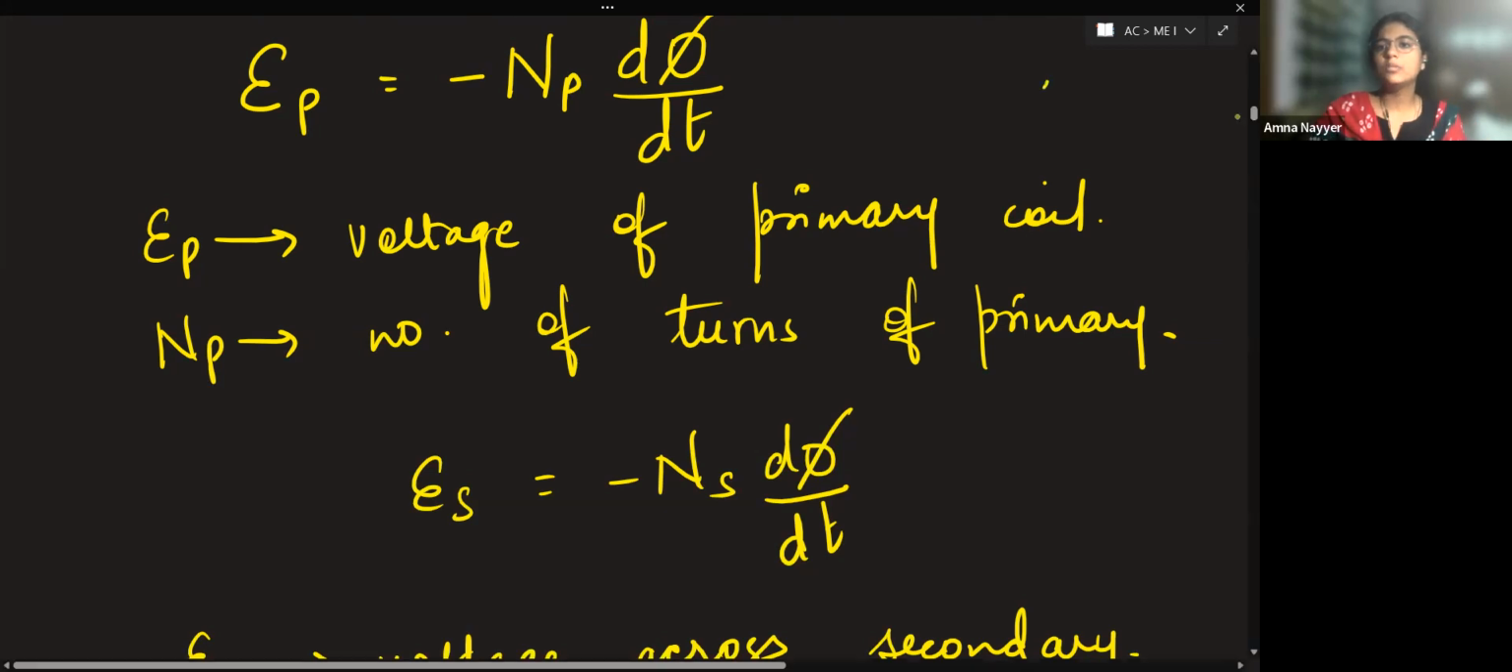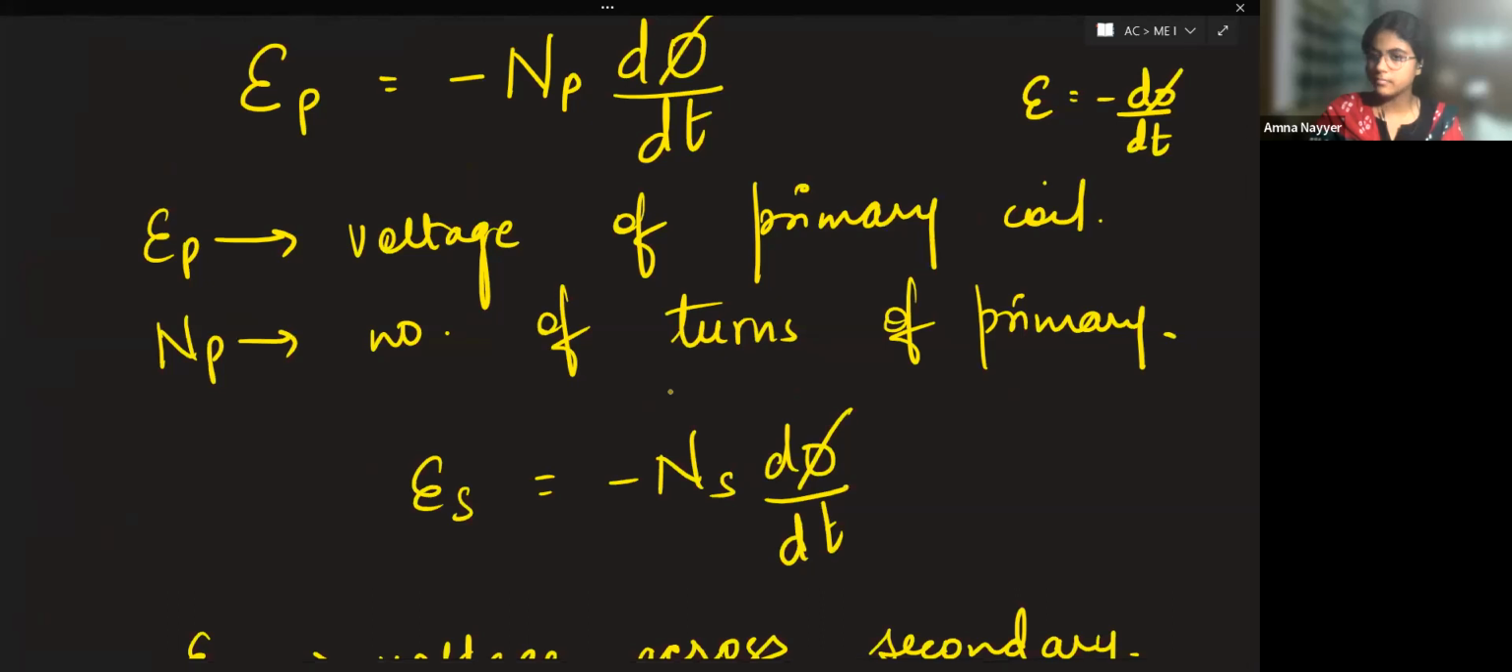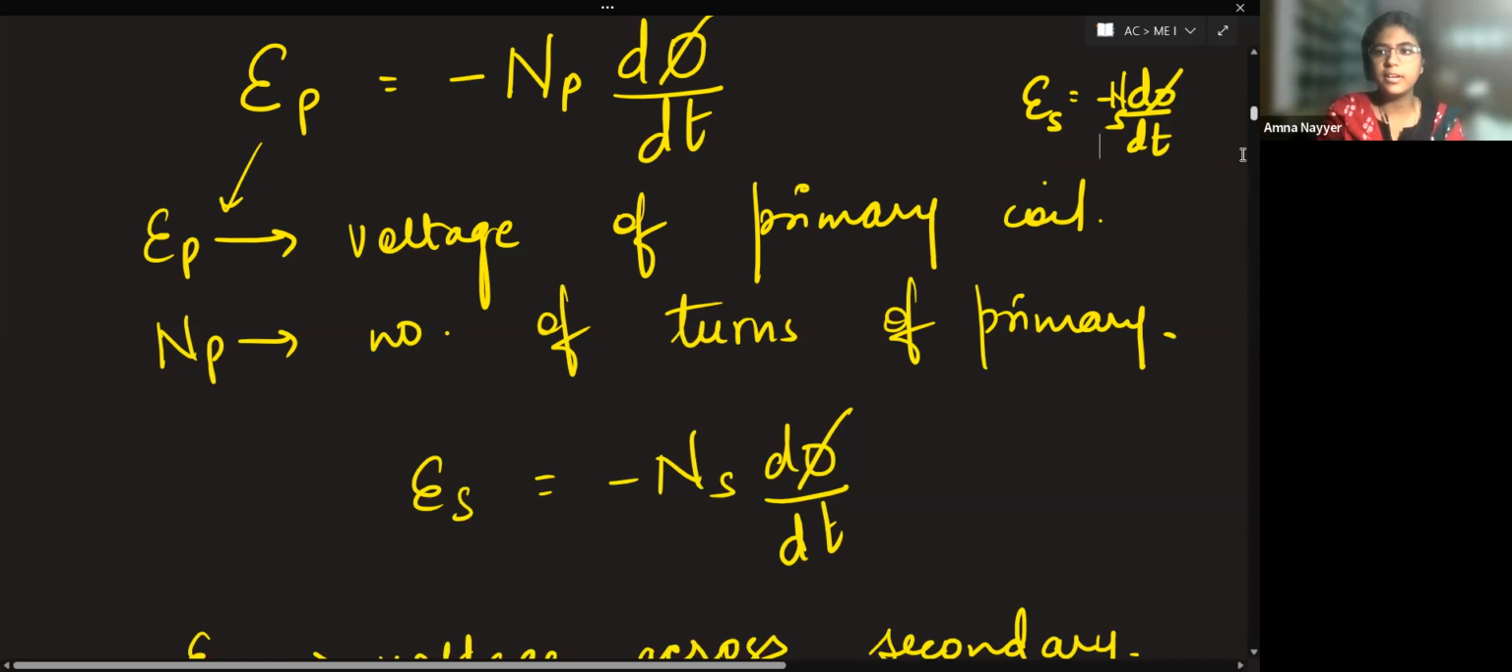E is equal to minus d phi over dt. So if n number of turns are there, you will multiply it by n. E is equal to minus n d phi over dt. For the primary coil, I am writing it as EP is equal to minus NP d phi over dt, where EP is the voltage in the primary coil, NP is the number of turns in the primary. If you write the same thing for the secondary, you just add S over here: voltage in the secondary and number of turns of the secondary. So ES is equal to minus NS d phi over dt.